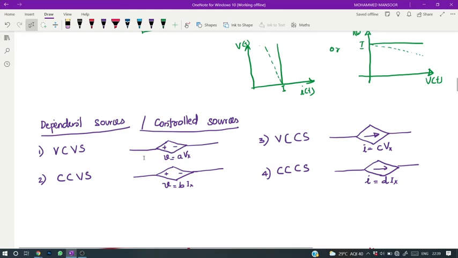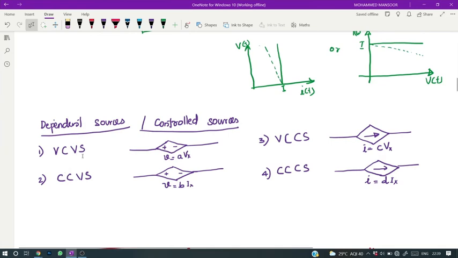The value of this voltage source depends on the voltage across the element X. So V is equal to A times Vx, where A is a constant scalar quantity and Vx is the voltage across element X. By varying the value of Vx, this voltage source value varies. So that's why it is termed a voltage controlled voltage source.